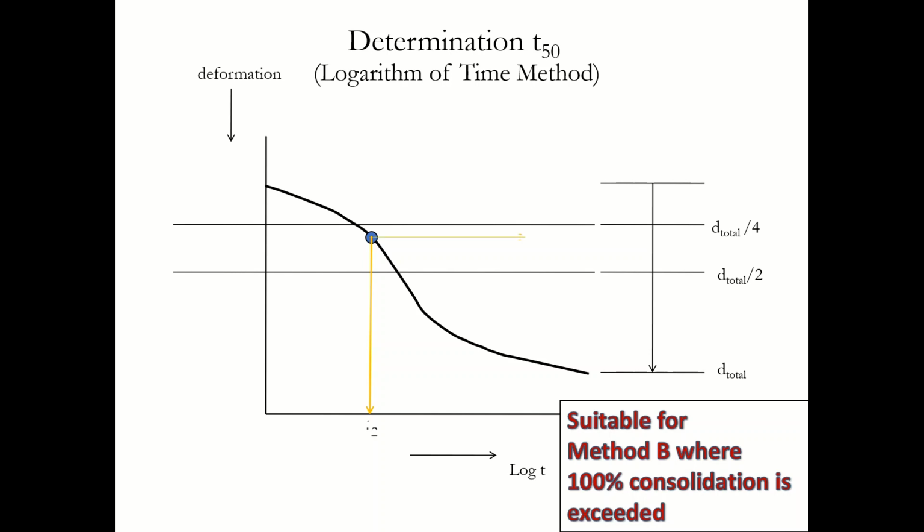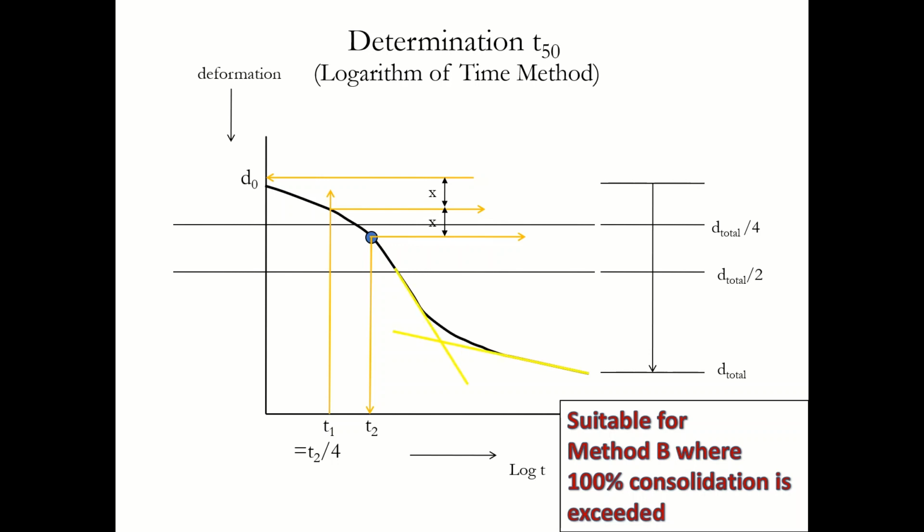Then you have to select t1 in a way that t1 is 1/4 of t2. Let the difference of the specimen deformation during time t2 to t1 be equal to x. Then you have to draw a horizontal line so that the vertical distance of this line from the previous line is equal to x. The deformation corresponding to this line is d0, that is the deformation at 0% consolidation.